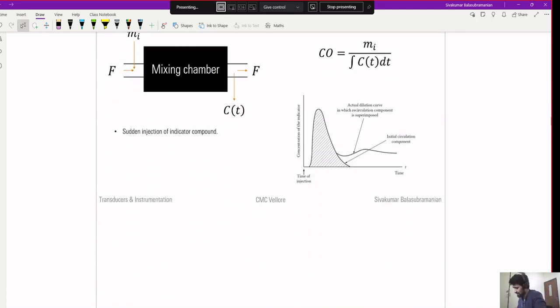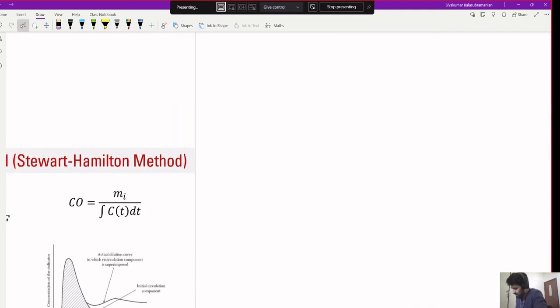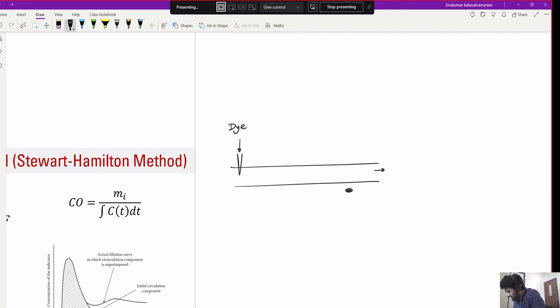Here the idea is, if you have, let's say, a tube through which some fluid is flowing, and you insert a syringe here, and then you pump in some external material, let's say some dye, and you have a detector placed downstream that can detect the concentration of this dye as it flows past the detector.